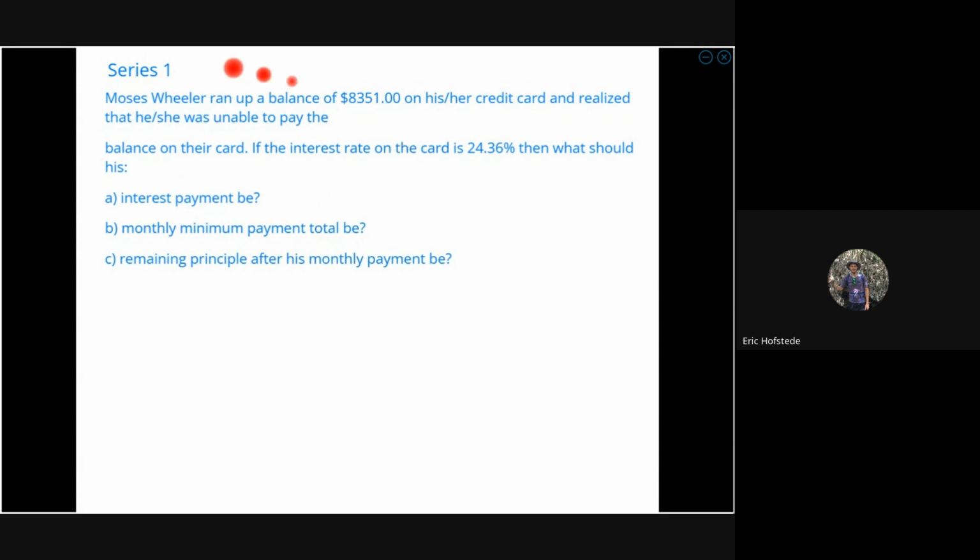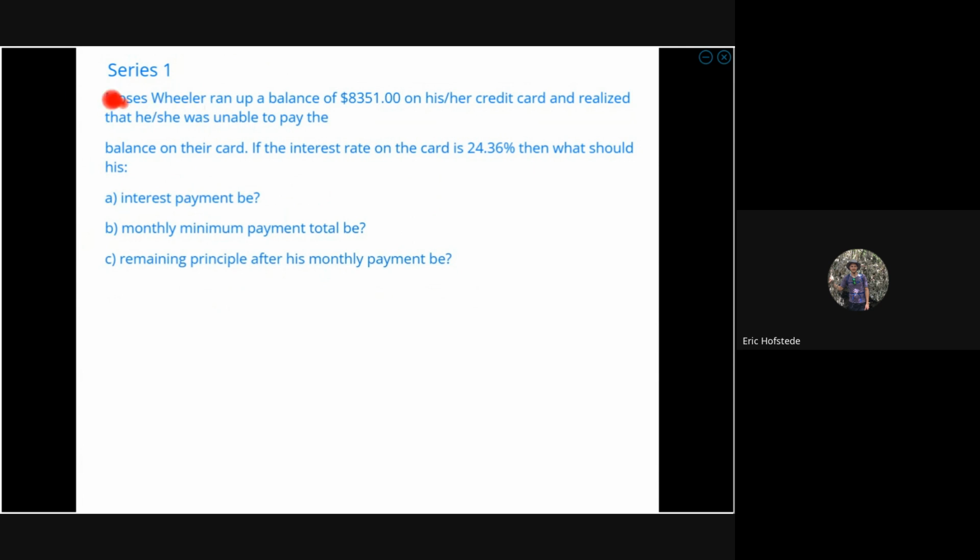In this first series, we are asked to calculate what the interest payment on our credit card bill each month would be, how much our minimum payment, which never is what we should pay, but in the worst case situation would be what we have to pay is, and how much principal you still owe. Principal is always the balance or the amount that you owe, and we're going to determine how much that would be if we were to only make our minimum payment.